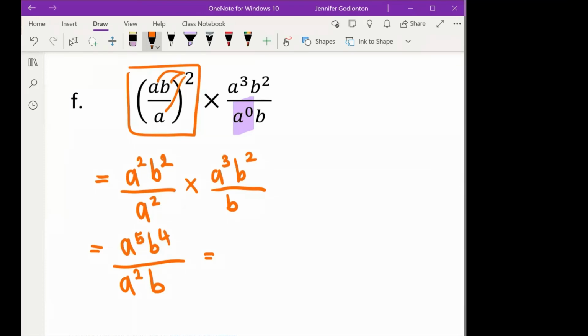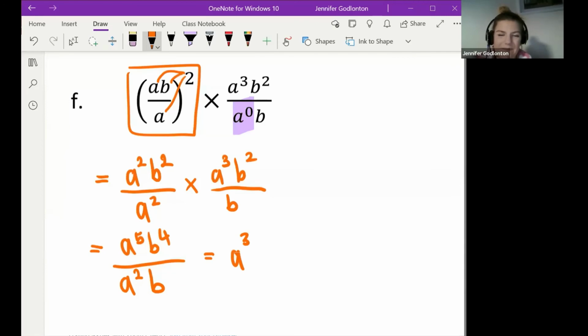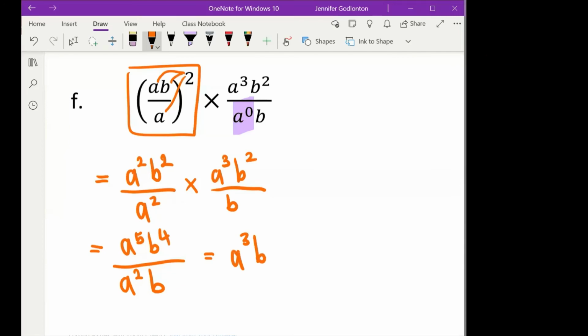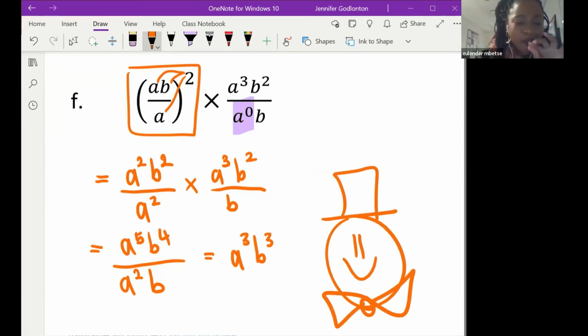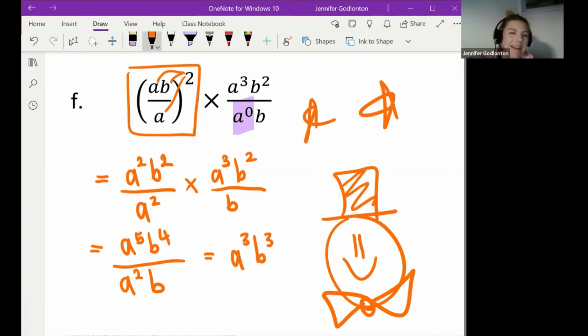A to the power of 3 and b to the power of 3. Yes! That is very exciting. 100%, yeah. Awesome. Nice job.